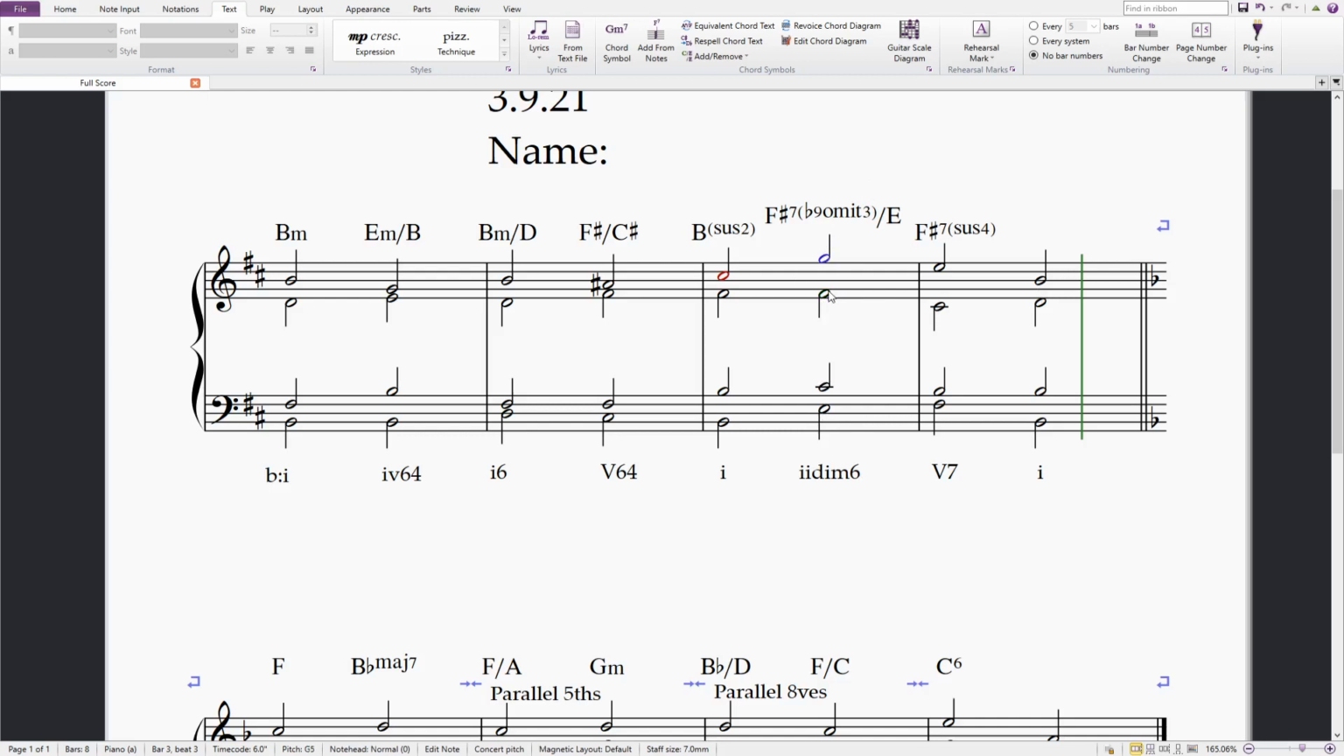It's also, as it is right now, you've got more than an octave between your soprano and alto, so be careful with that. Same thing with this chord. You've got more than an octave between soprano and alto. This is mostly spelled correctly.